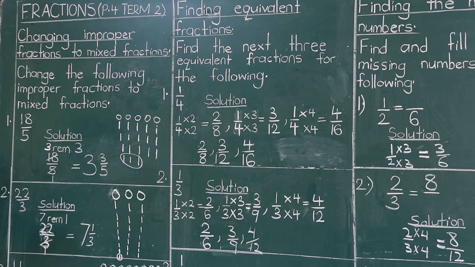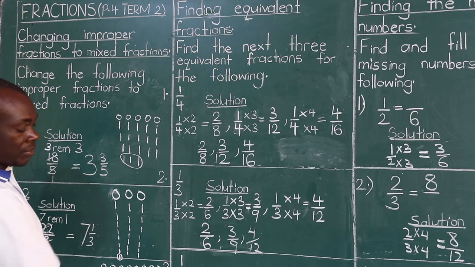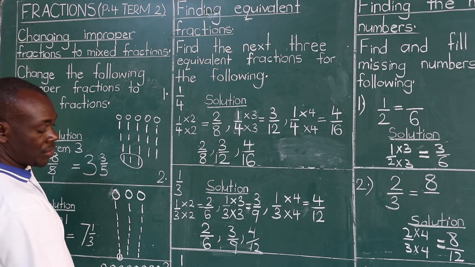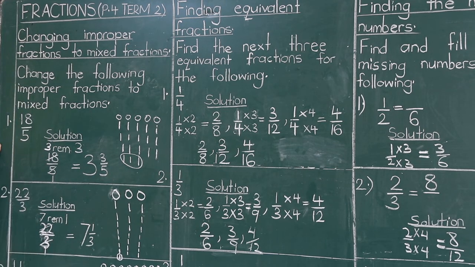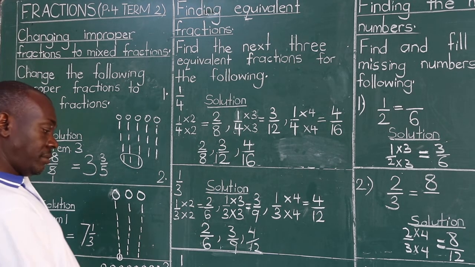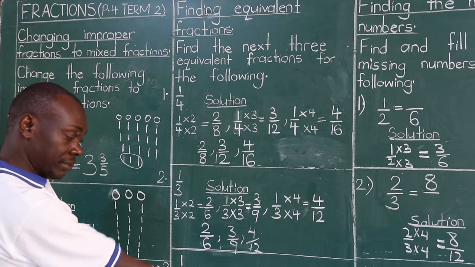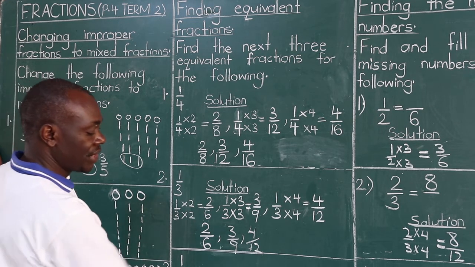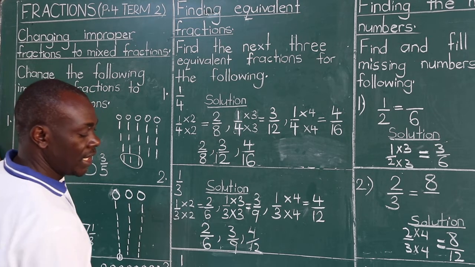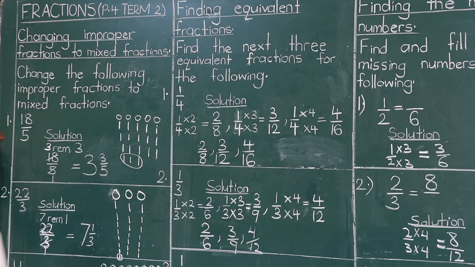You multiply by 2 by 2. 1 times 2 and 5 times 2. You get 1 times 2 as 2, 5 times 2 as 10. The first one is 2 out of 10. Then you go to one fifth again. You multiply by 3 by 3. 1 times 3 and 5 times 3. 1 times 3 is 3. 5 times 3, you get 15. So you get 3 out of 15.